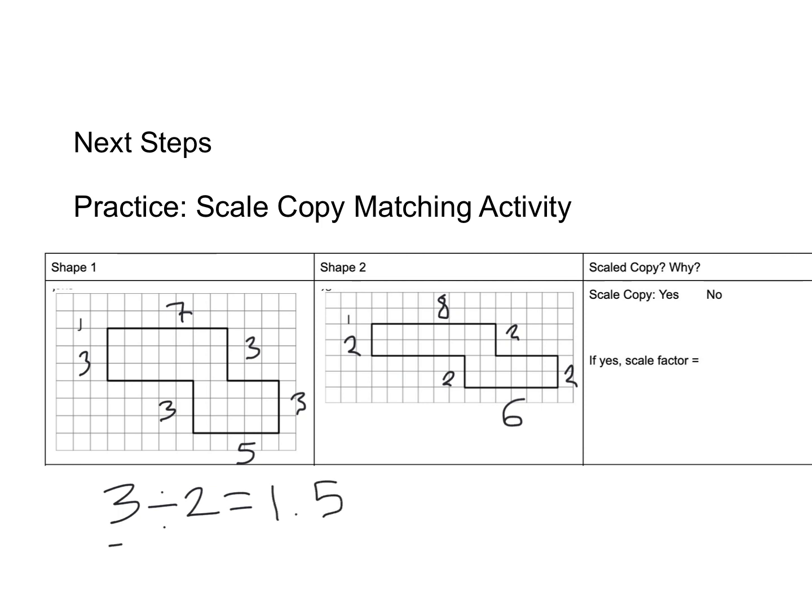Now I'm going to do 7 divided by 8. If it is a scaled copy, I should get the same number. 7 divided by 8 equals 0.875. So this is not a scaled copy. If I had gotten the same number, then it would have been a scaled copy. So you're going to do that process for each of the problems. Good luck.